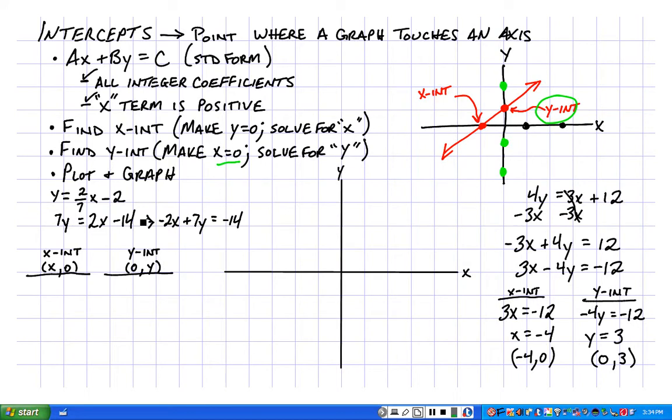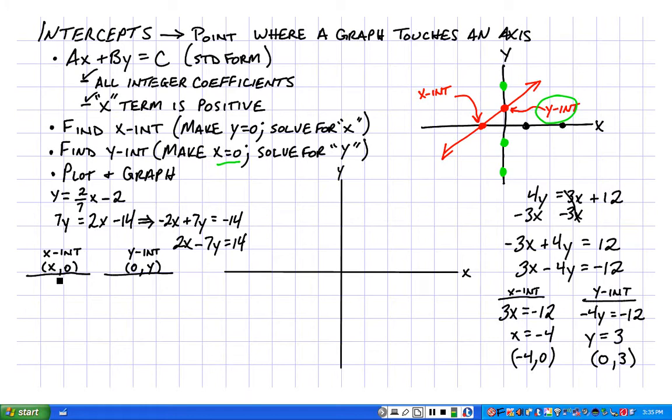Okay, so I'm saying I would go there next, and then from there I don't want a negative for my x term. Remember, my x term has to be positive. X term has to be positive. So I'd multiply everything or divide everything by a negative 1 to get rid of this negative on my x term. And so that would give me 2x minus 7y equals 14. 2x is now positive, 7y has become negative, and the 14 has become positive. So I changed all my signs. Now I'm ready to take this as my equation in standard form.